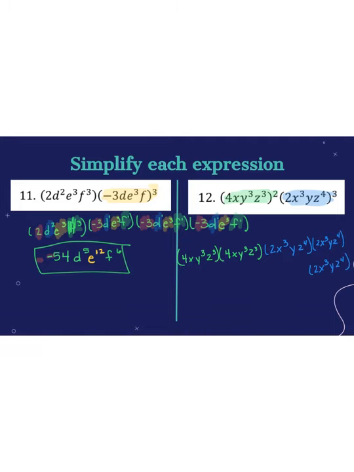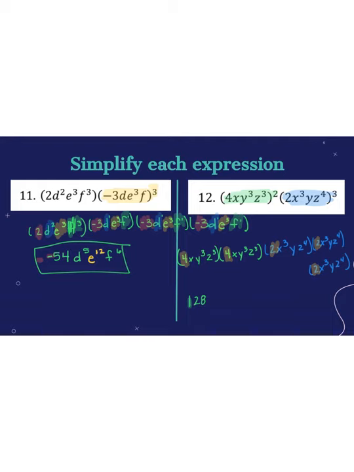Okay, so when I start this, I'm going to start by looking at my coefficients. So I have a 4, I have a 4, I have a 2, a 2, and a 2. So I'm going to multiply those. 4 times 4 times 2 times 2 times 2, and that gives me 128 as my coefficient, or my number before.